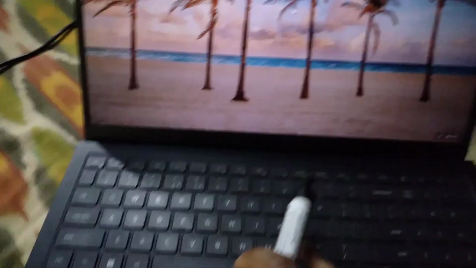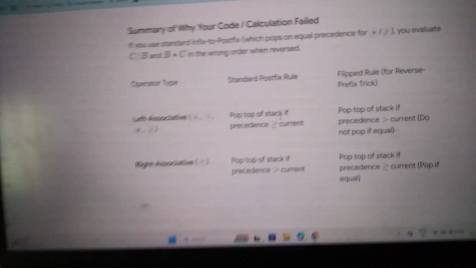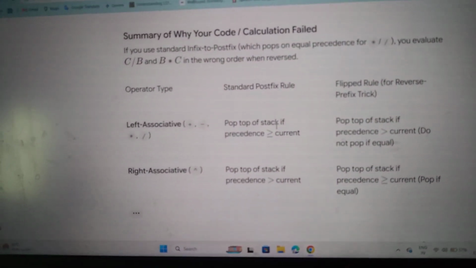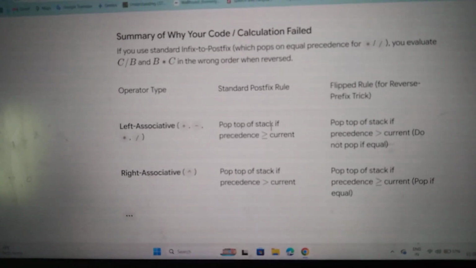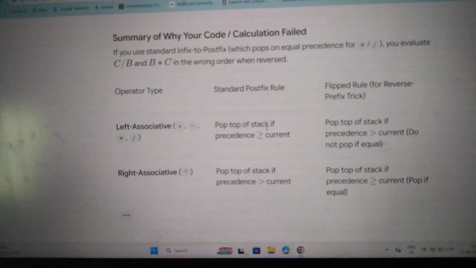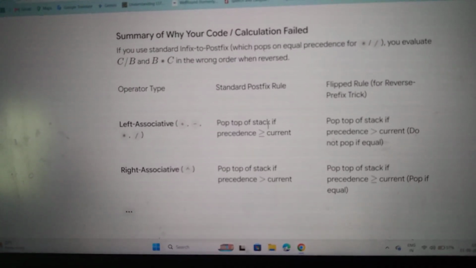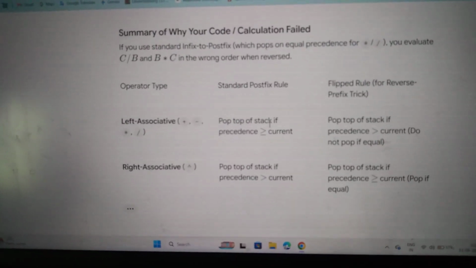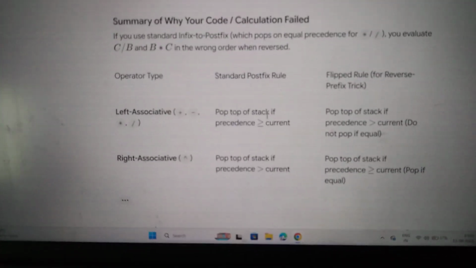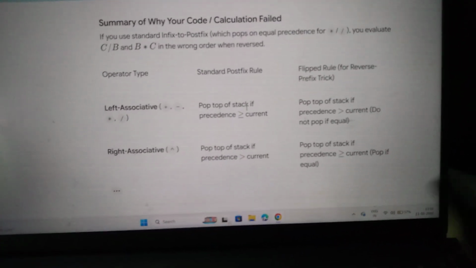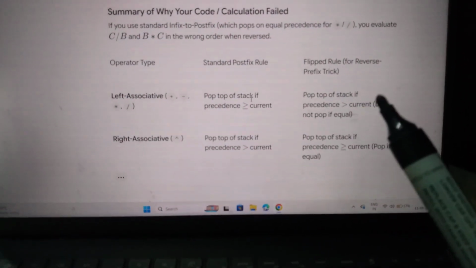I could share the actual understanding I got from Gemini, and it helped me get accurate. So this is the rule, you could see and understand. This is the rule of when to pop and when not to pop. And we somehow mistakenly make the right associative operator operate the same as the left associative operator. No, this becomes different. I'll tell you about the infix conversion rule as well in the next video.